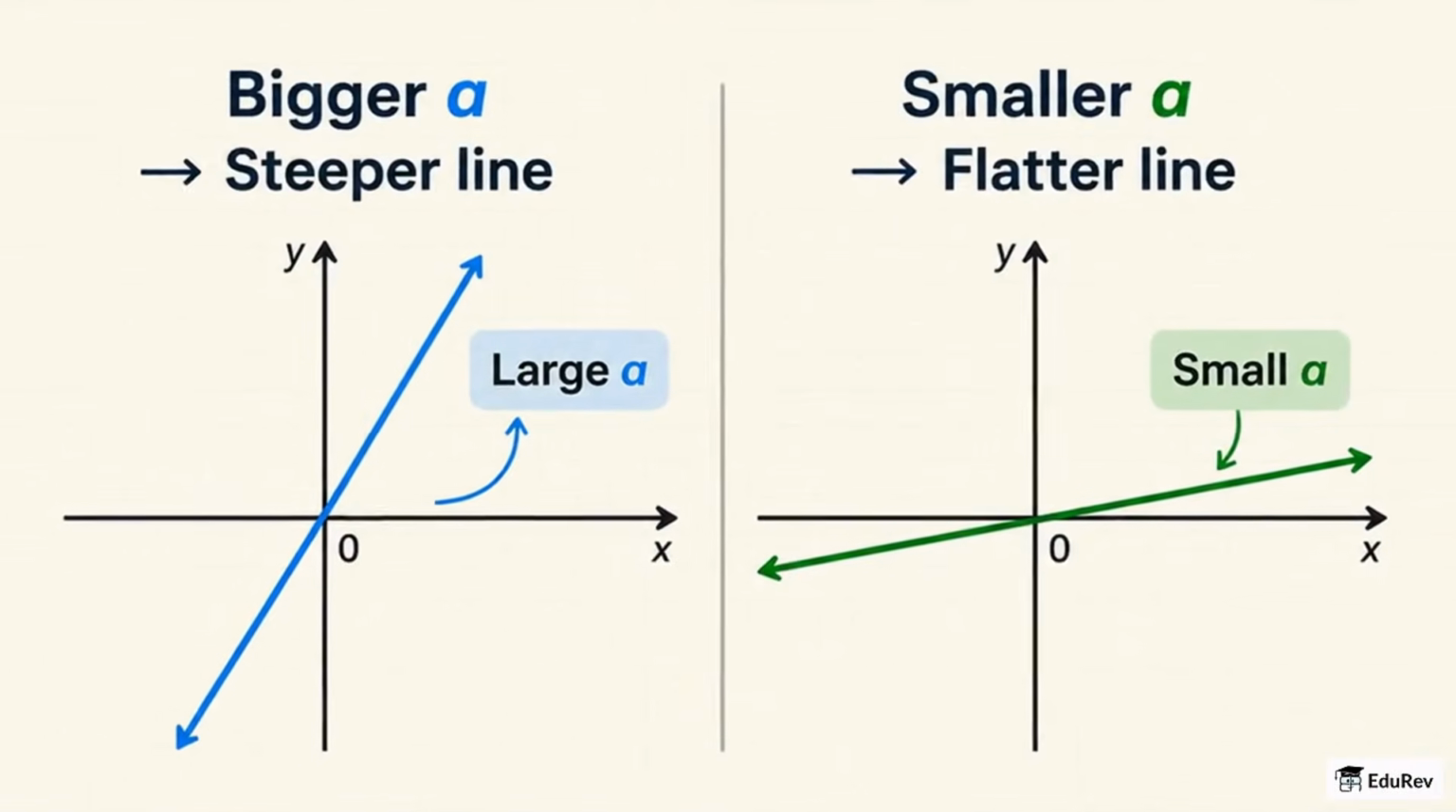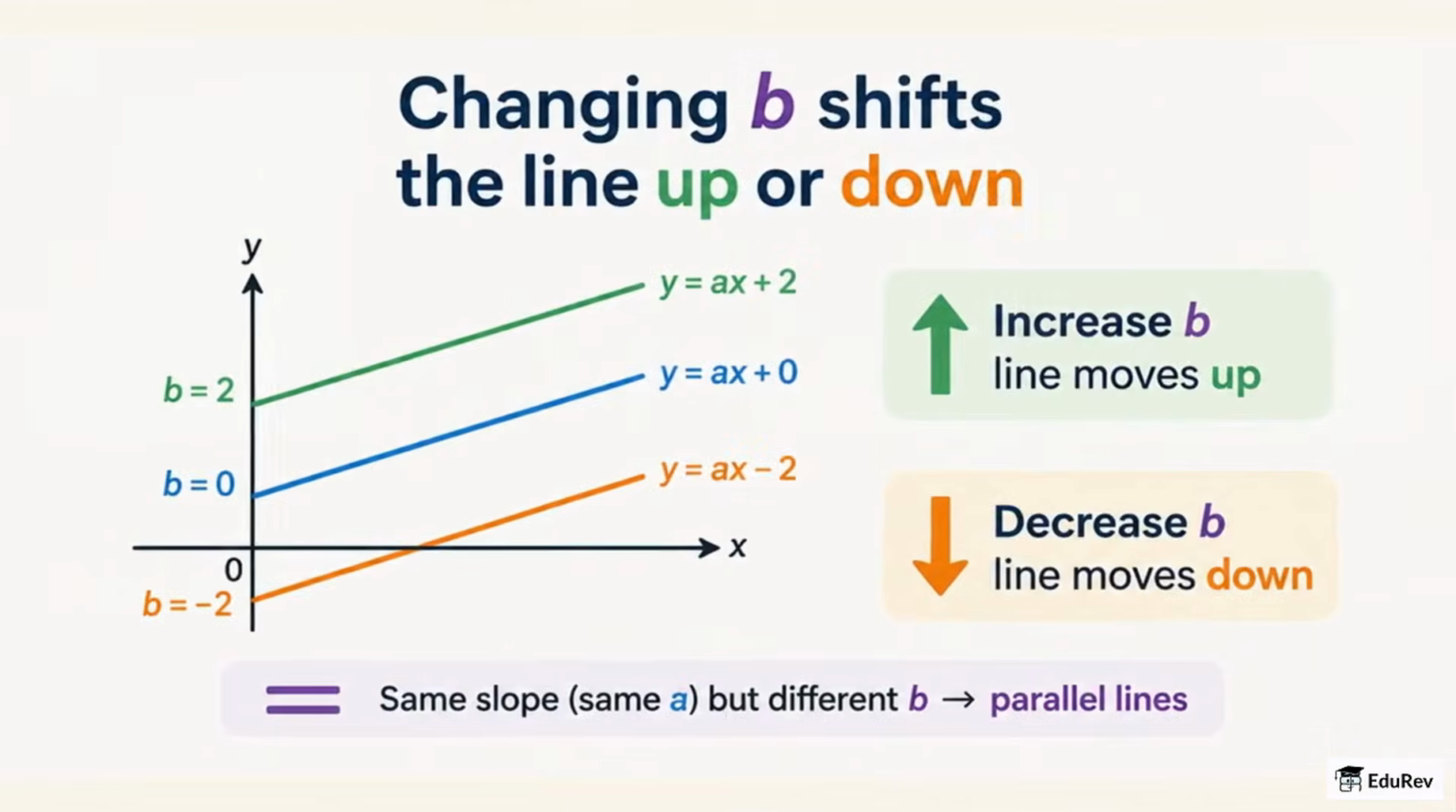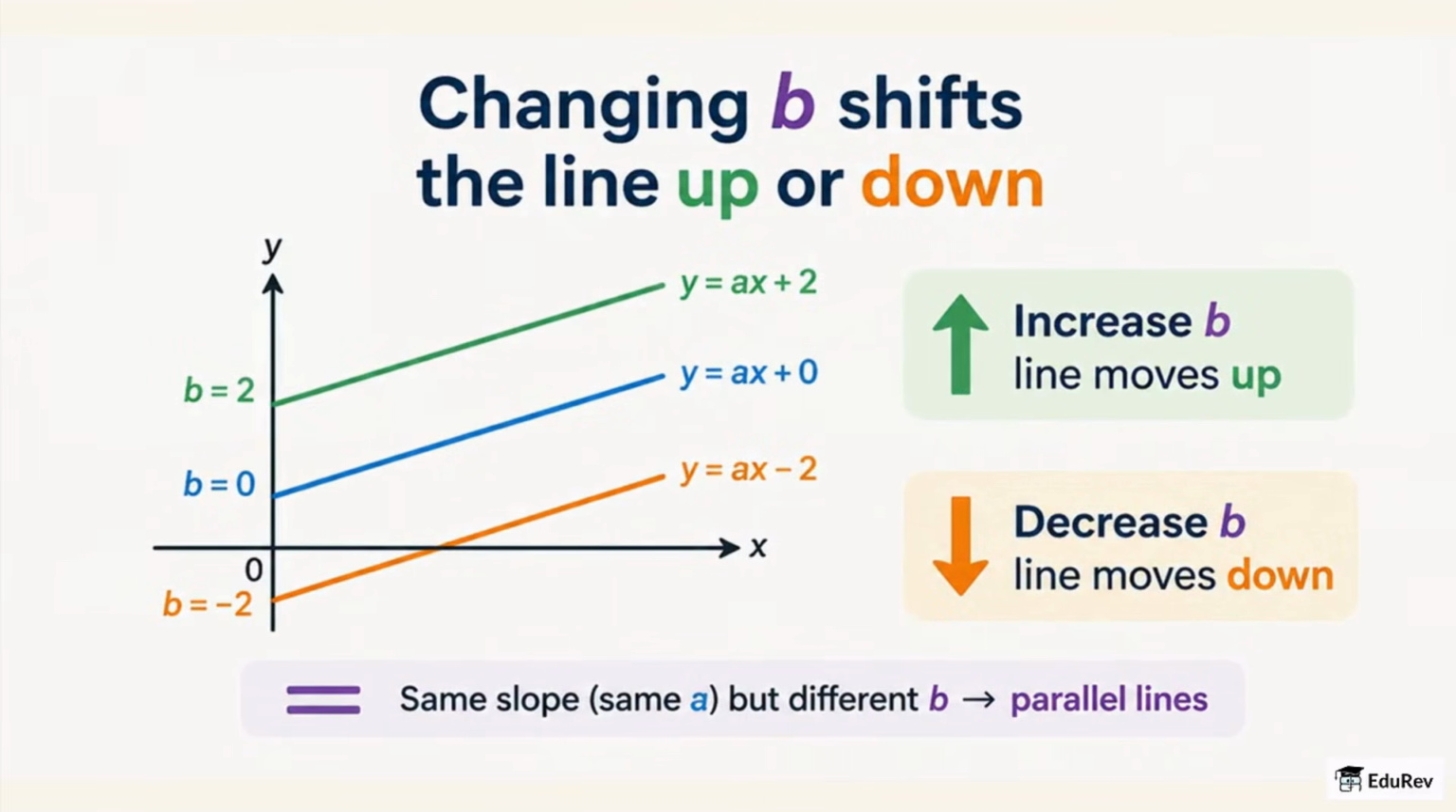If a grows bigger, the line becomes steeper. If a is smaller, the line becomes flatter. Changing b shifts the line up or down without changing its steepness, and lines with same slope but different b are parallel.